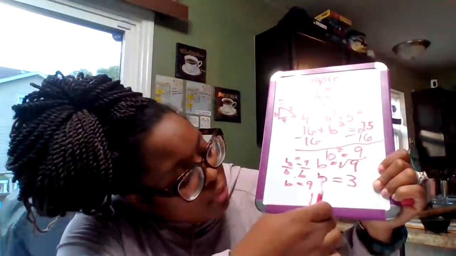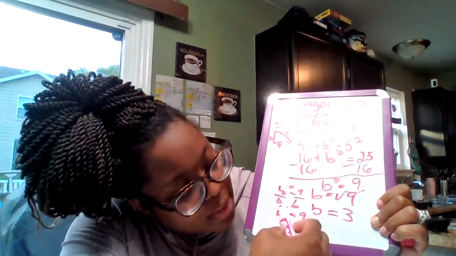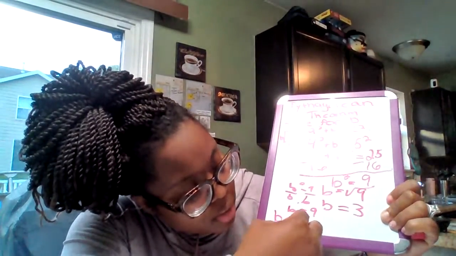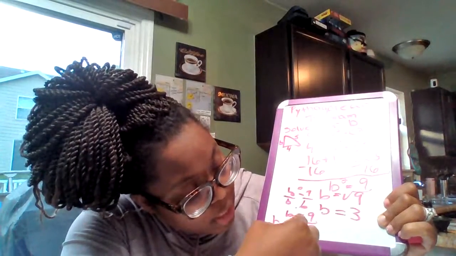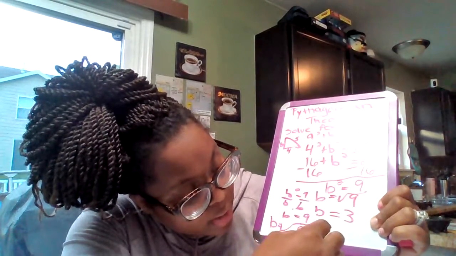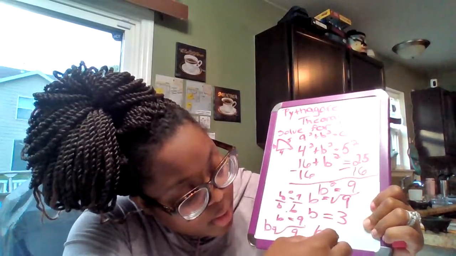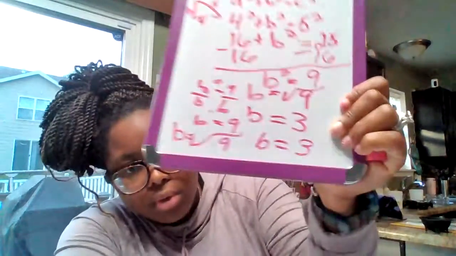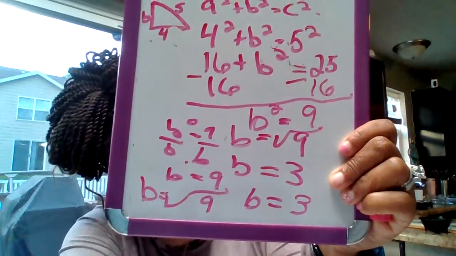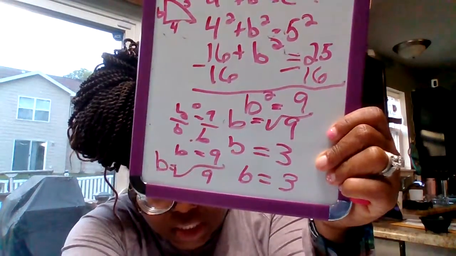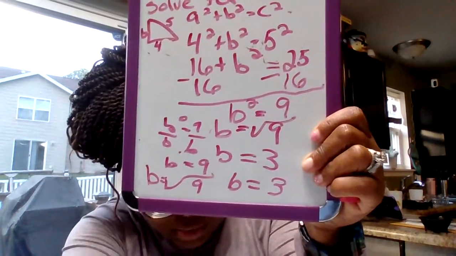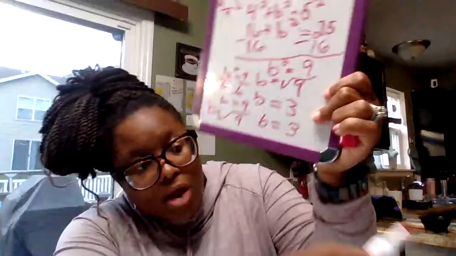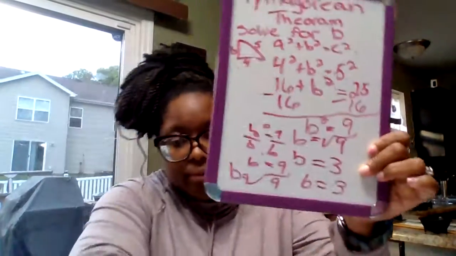Okay? So then we have b equals the square root of 9. So then we have b equals 3. I just kind of did it over so you guys can see exactly how I got to the end. Okay? Hopefully you guys understood that. All right.